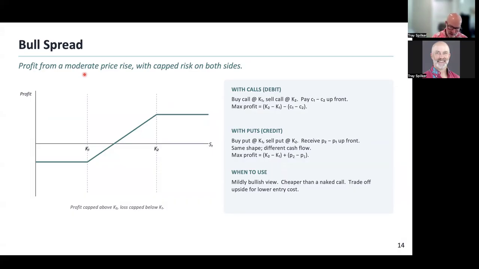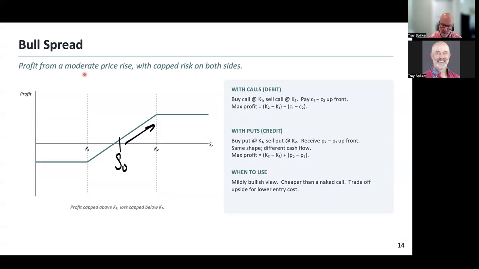So if the share price is in the middle here today, we can see that we have some room to gain if the share price were to increase. And it's capped on both sides in terms of risk and/or reward. So how do we construct this? Well, we can do it two ways.